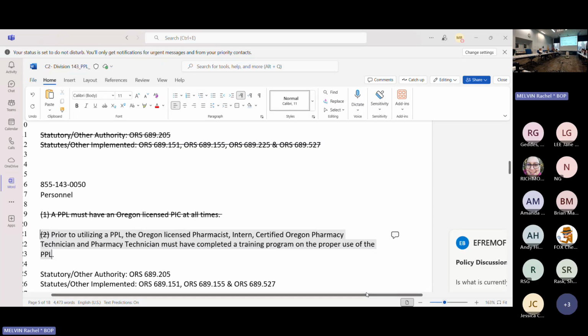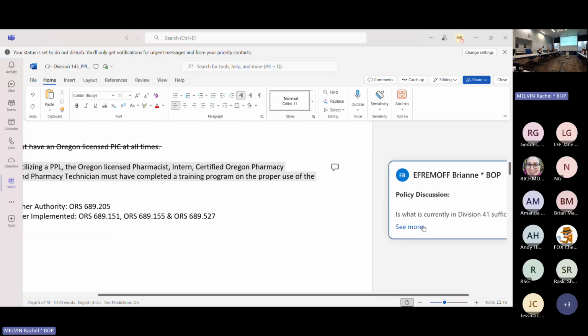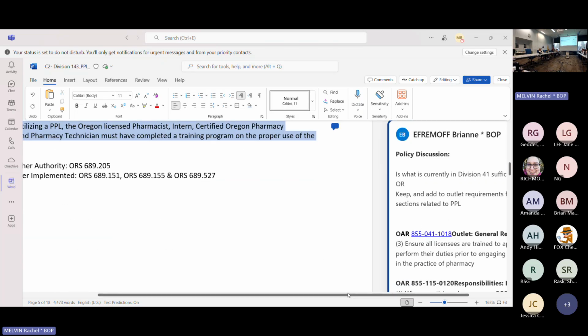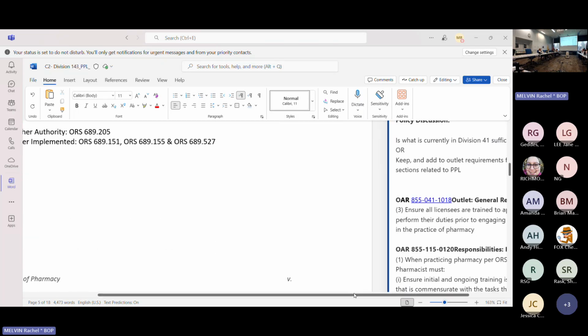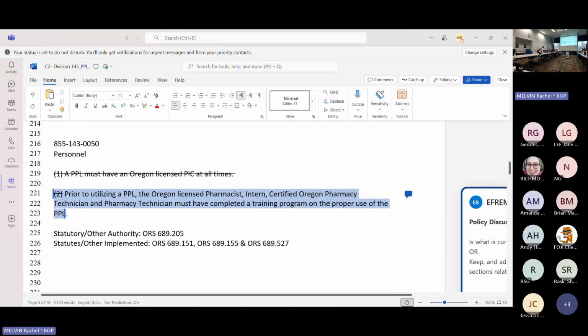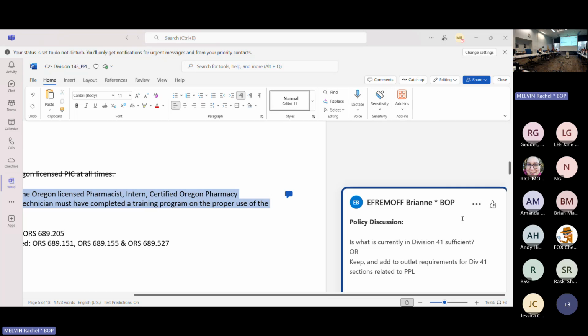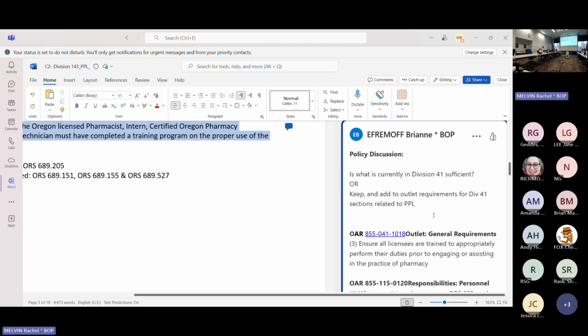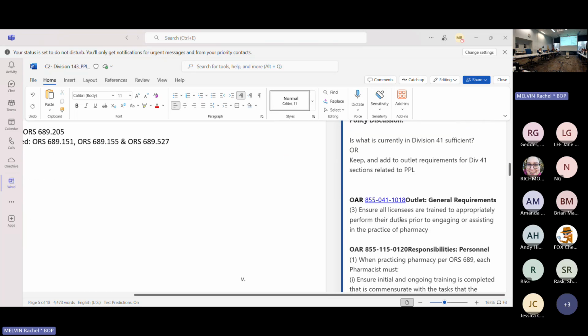855-143-0050, Personnel. Paren 1: a pharmacy is required to have, in Division 41. So this really is duplicative, and staff would propose striking this language here. Paren 2 is teed up for policy discussion. The language reads: prior to utilizing a PPO, the Oregon licensed pharmacist, intern, CPT, and PT must have completed a training program on the proper use of the PPO. For policy discussion, does the board want to keep this language and add it to the outlet requirements in the Division 41 section on PPO, or is what is currently in Division 41 sufficient?